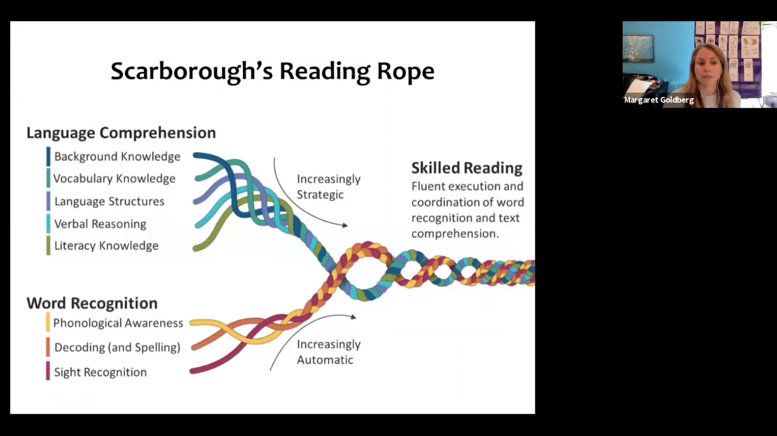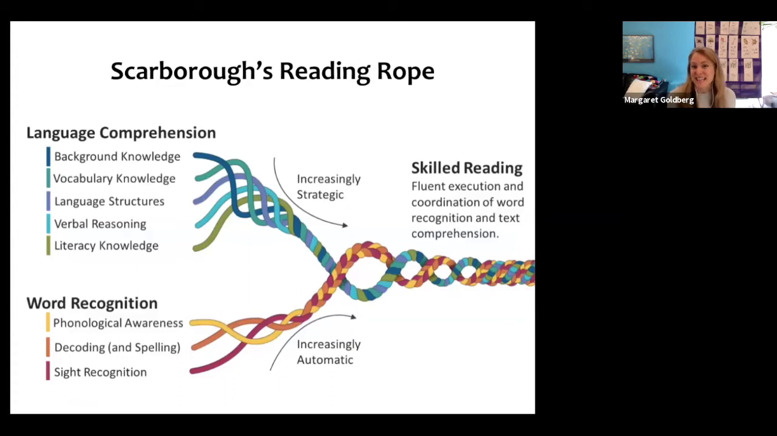All right, so the simple view of reading, once we understand that it's designed to help us understand the role of decoding in reading. And it's designed to help us understand that you can't compensate for poor decoding skills with language comprehension and vice versa. Then the question usually comes down to, well, what is the language comprehension thing?